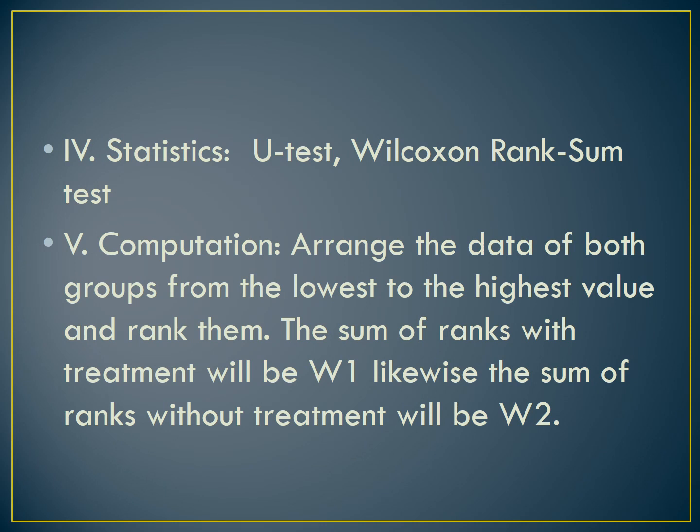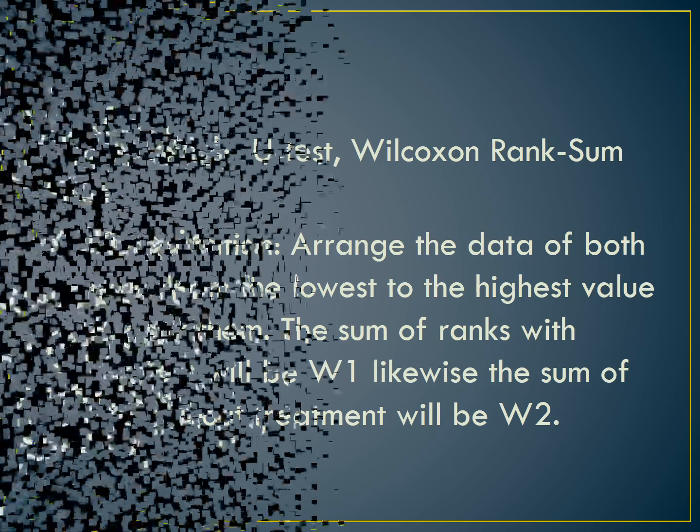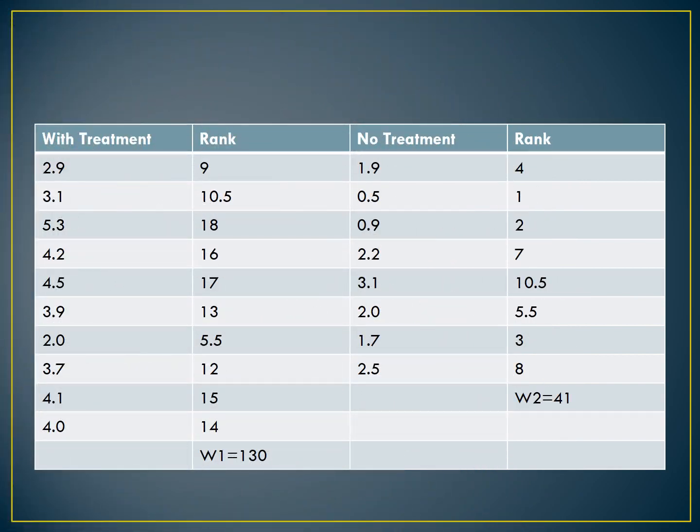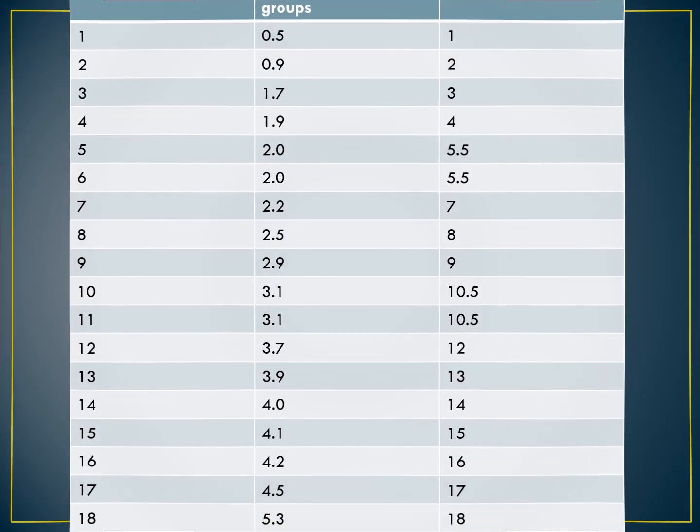Computation: arrange the data of both groups from the lowest to the highest value and rank them. The sum of ranks with treatment will be W1. Likewise, the sum of ranks without treatment will be W2. So here is the table and here is the ranking. So the sum of ranks for with treatment is 130 and the sum of ranks for with no treatment is computed likewise. So we combine the ranking for the two groups and here is the result.